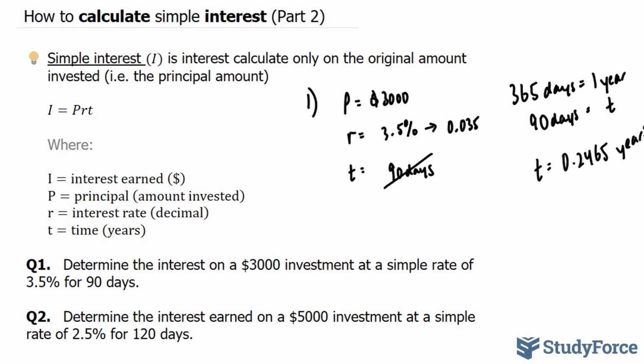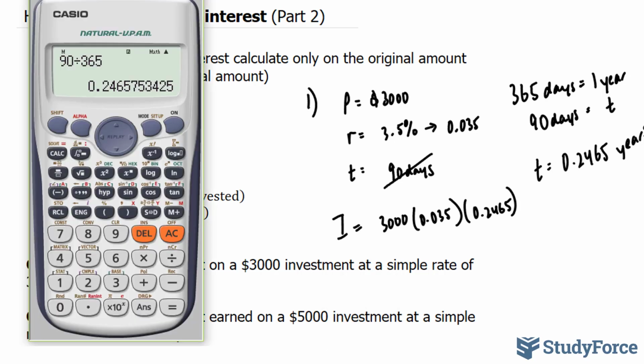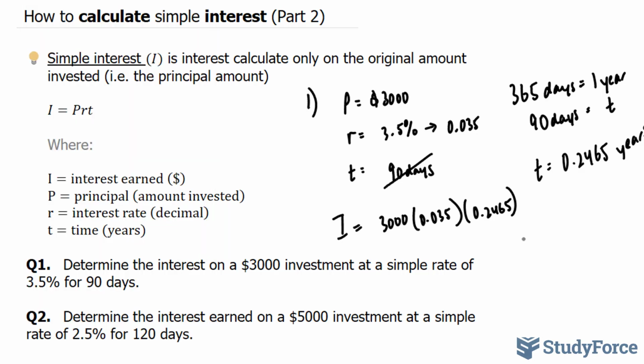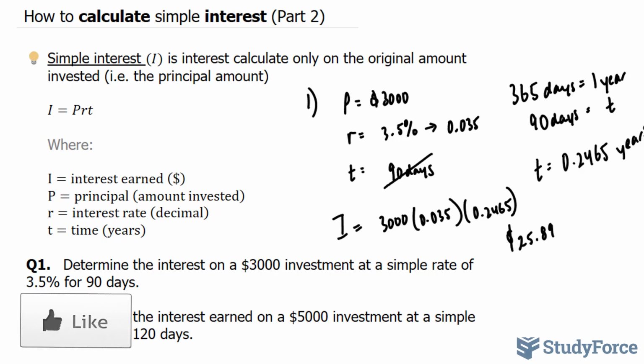Now I have to plug these values into this formula, which is the easy part. I is equal to P, which is 3,000, times 0.035 times this number, 0.2465. If you want to be super accurate while calculating this, just keep this whole number. So multiply this by 0.035 times 3,000, and the amount of interest that this person has earned in these 90 days is $25.89. Let's move on to question 2.